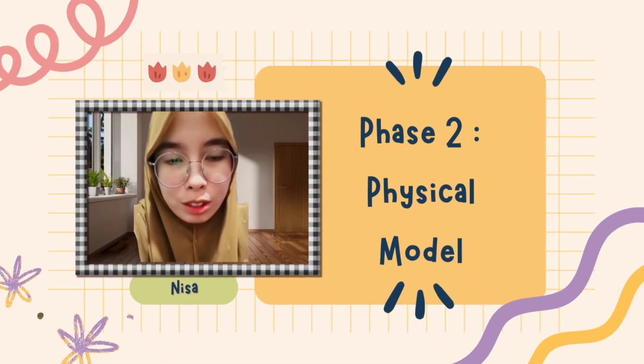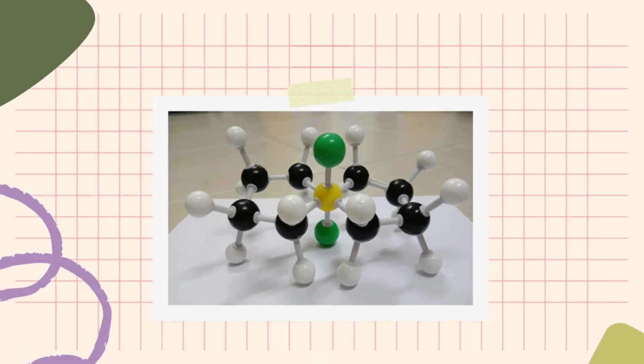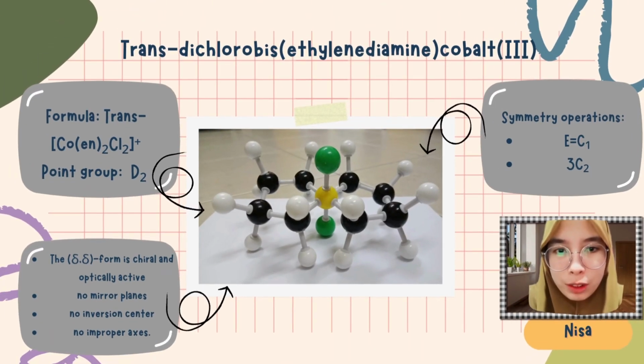Next, we are going to look at phase 2, which is the physical model. This is our physical model. As you can see, its name is trans-dichlorobis(ethylenediamine)cobalt(III). And you can also see the picture and its formula itself.